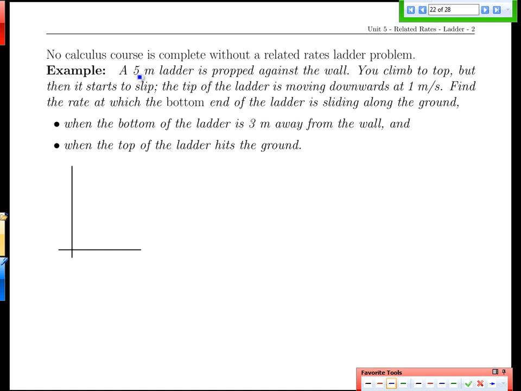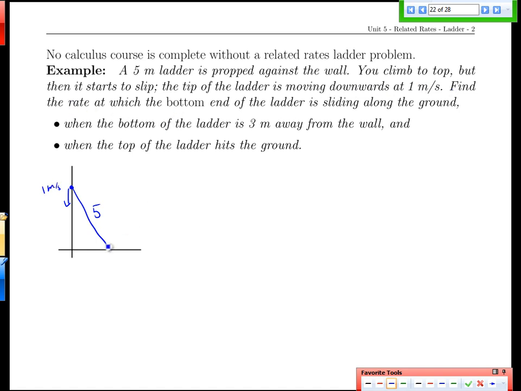Okay, a 5-meter ladder is propped up against the wall. You climbed up to the top, and then it starts to slip. So it's propped against the wall, and it's 5 meters long, so this distance is 5. The tip of the ladder is moving downwards at 1 meter per second. So it starts here, and then it's moving down at 1 meter per second.